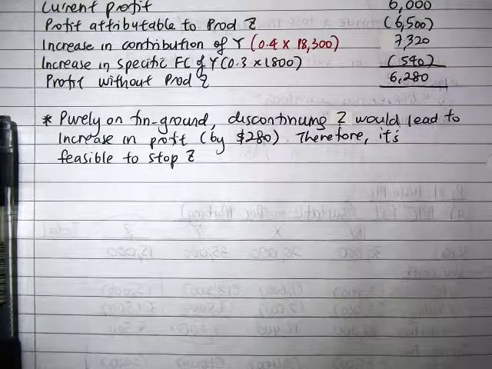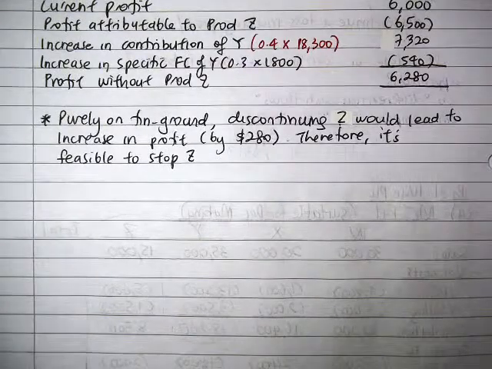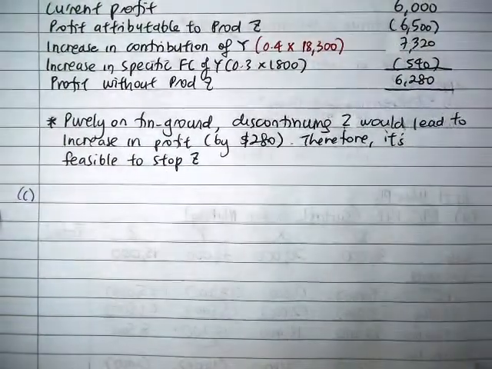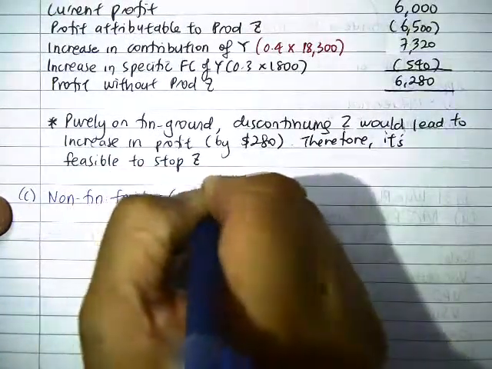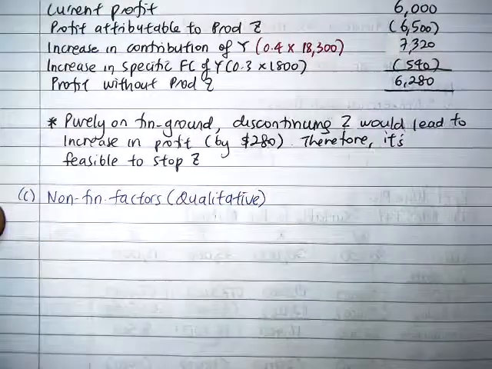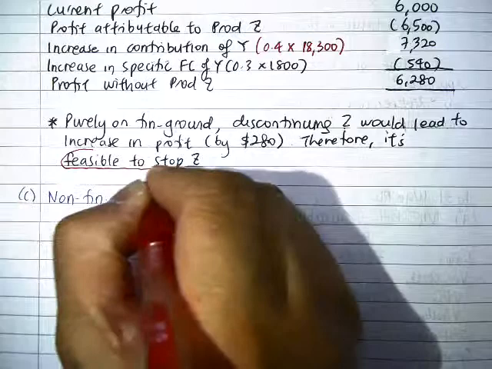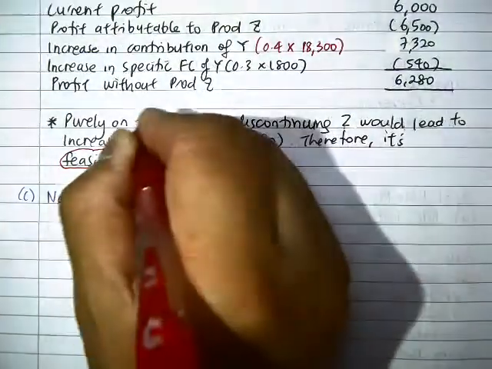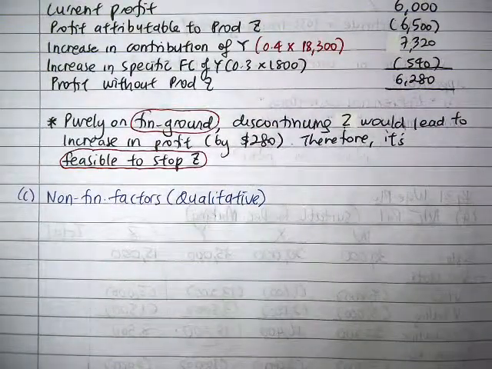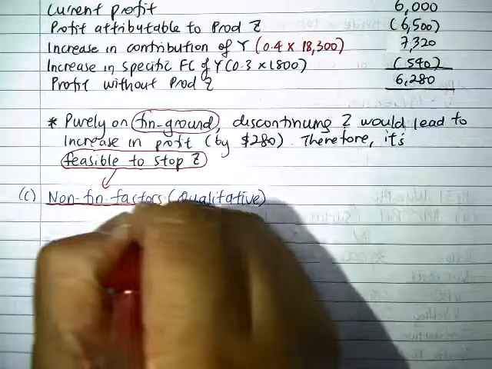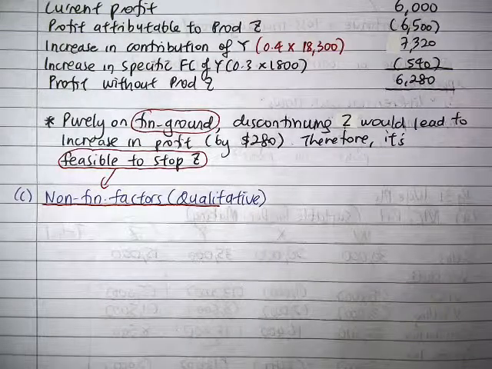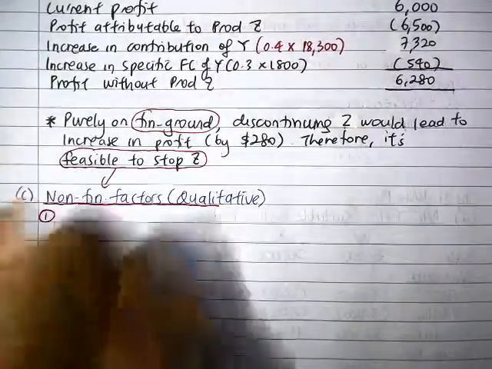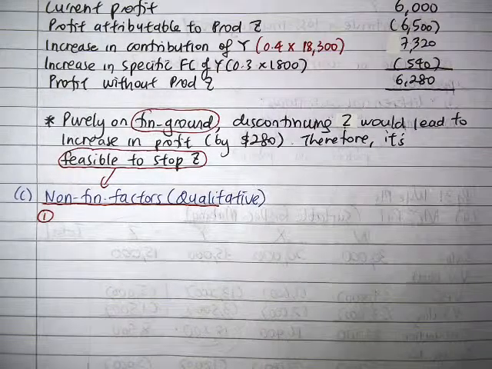Okay. Now this is how you deal with a discontinuation decision. See, class, they ask in part C, right? They say what would be the non-financial factors? Because they put to you that financially, you should stop this product. But what about the non-financial factors? Now, what would be those reasons that you should go on with this product, where you don't look at money, you look at other things, like what? Example. Now, maybe you can think of a lot of reasons as long as it makes sense.